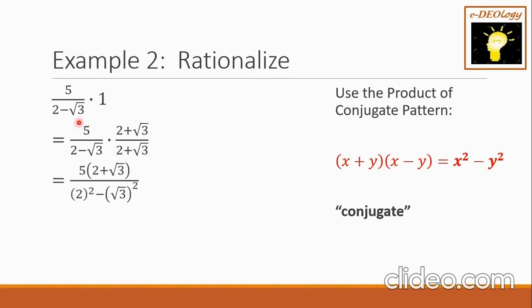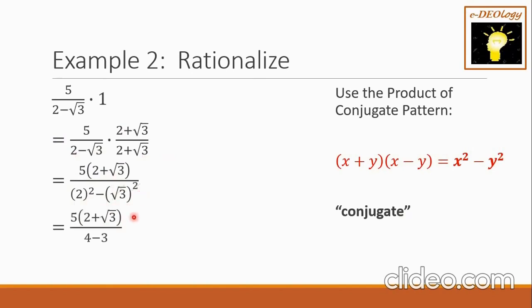The next is, we're going to multiply now the numerator by numerator, denominator by denominator. In the numerator, the number 5 is multiplied to the binomial. We'll just put them together. The 5 times the 2 plus the square root of 3. In the denominator, we're going to apply now our special product. So the first term 2 is now copied and then raised to 2. Then minus the square root of 3 is copied and also raised to 2.